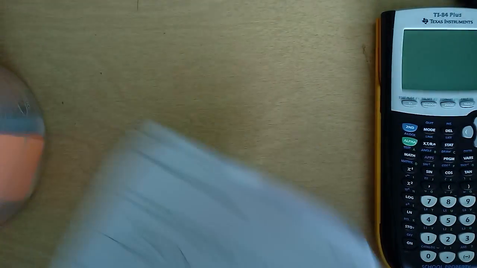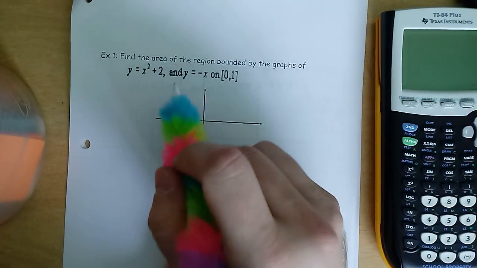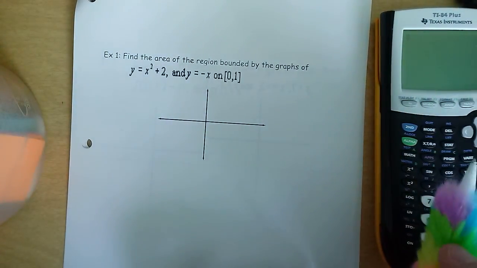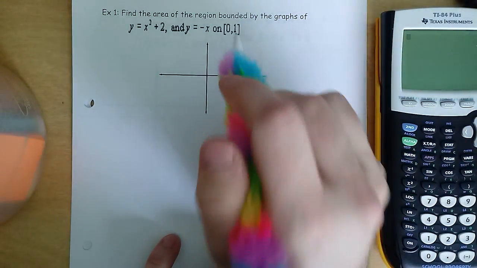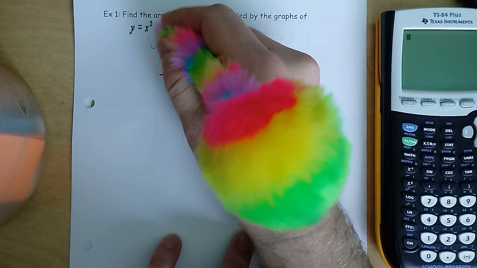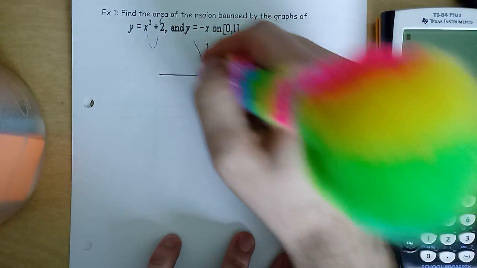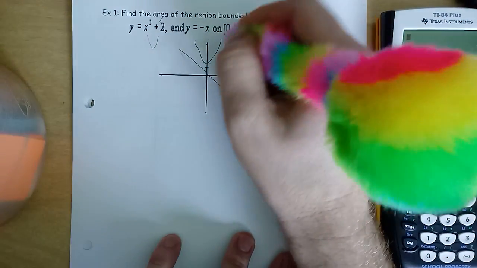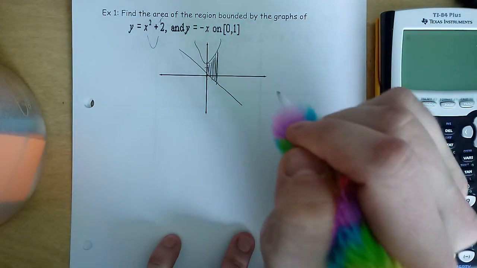But that's really it. So for example, the way we're going to do this is a rough sketch, then set up our integral, and then use the calculator. These are able to be done by hand, but we're at the point in the year where we also need to know how to do them in the calculator. So the first one, x squared plus 2, remember that's a parabola moved up 2. So it's like that. And then y equals negative x is that line. We want the region bounded by the graphs from 0 to 1, so that's this shaded region.